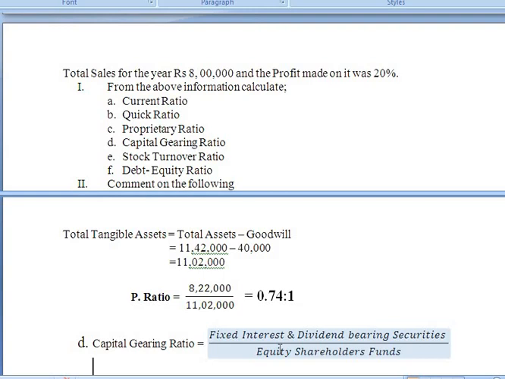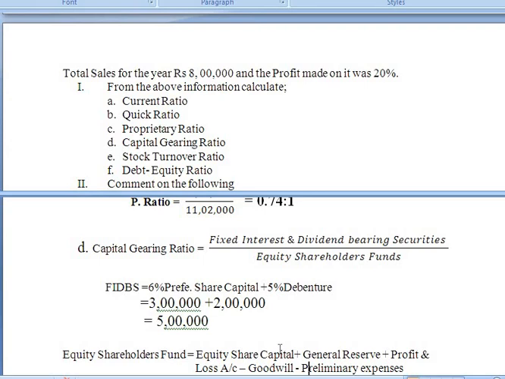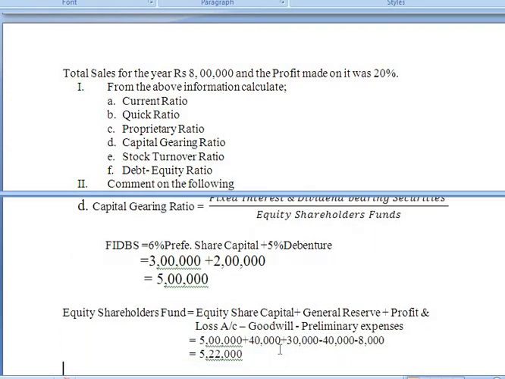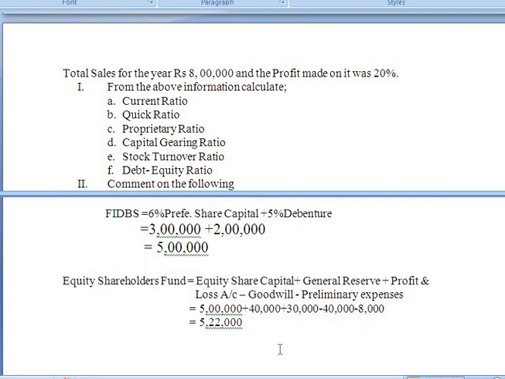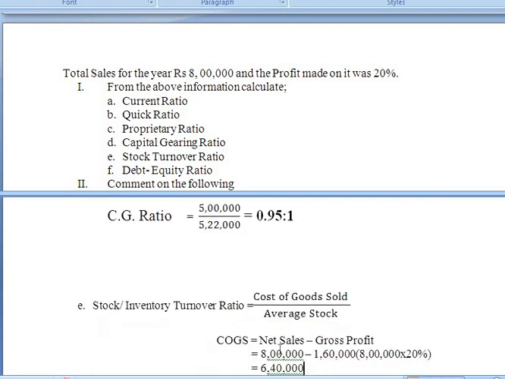The next one, capital gearing ratio. Formula is fixed interest and dividend bearing funds or securities divided by equity shareholders funds. In the problem, there are only two fixed interest and dividend bearing funds, that is preference share capital and debentures. Total is 5 lakh, and equity shareholders fund is rupees 5,22,000. Therefore capital gearing ratio is 0.95:1.